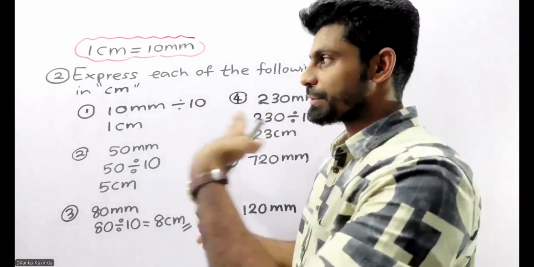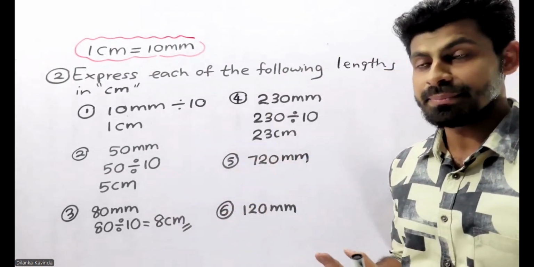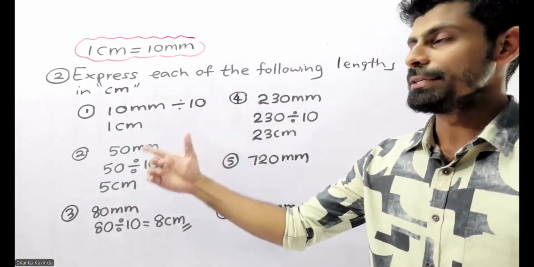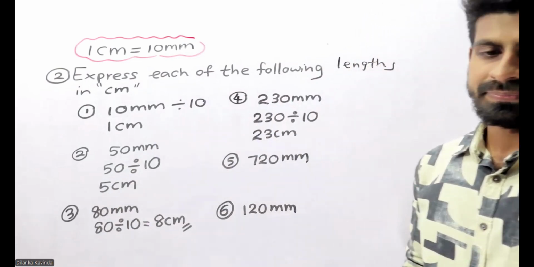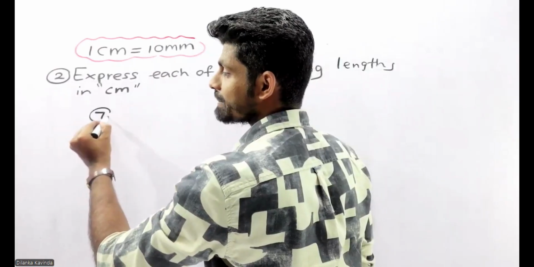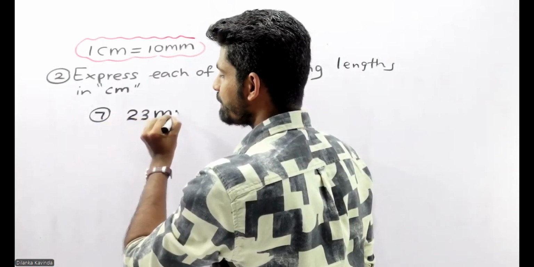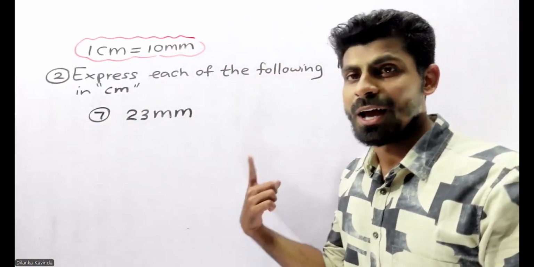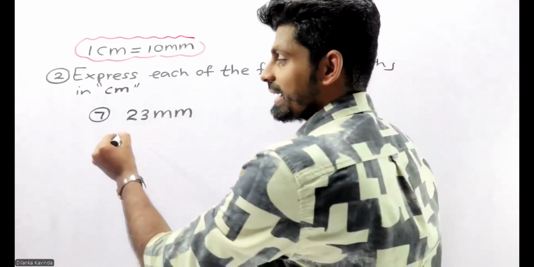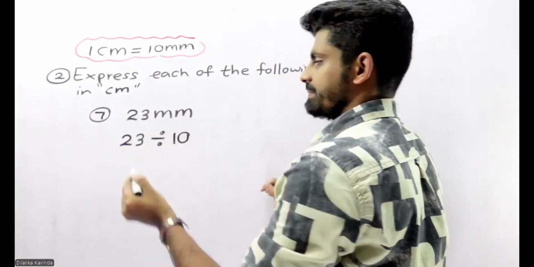Right, okay. Just try to do this one quickly. Express each of the following lengths in centimeters. How to convert millimeter into centimeter? We need to divide by 10. That's all. Question number 7. 23 millimeters. Then how to do that one? Can you see any zeros? No. That means your 23 divided by 10.